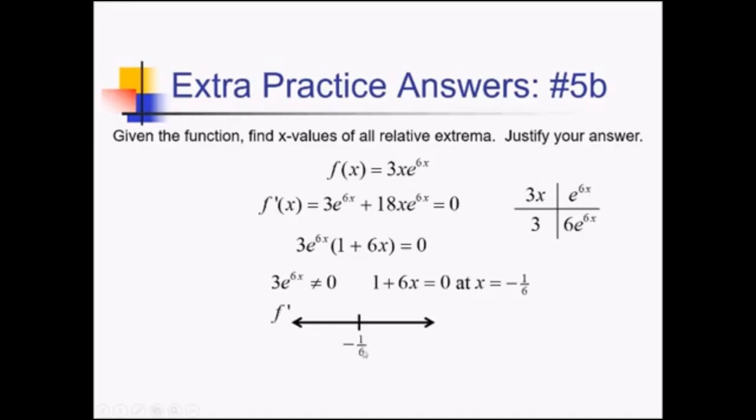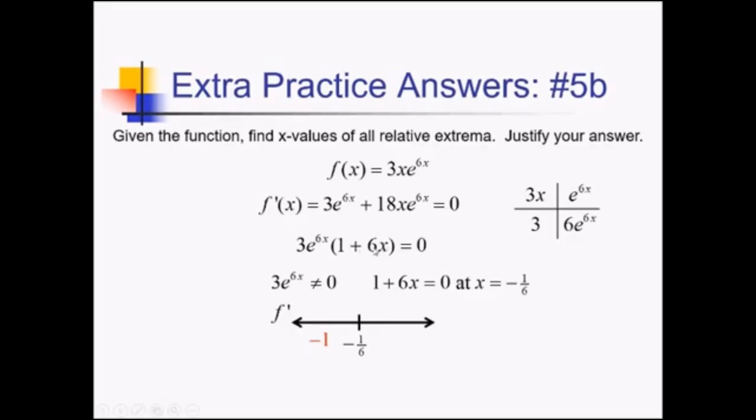We have -1 over 6, and we're going to test something on either side of this. So a number less than -1 over 6, well, let me test out -1. Plugging that into, I'm going to use this version of f prime. Now, when you're doing your sign analysis, this 3e to the 6x, since it's exponential, is always going to be positive unless there was a negative out in front of it. But by itself, it's always positive. So we don't even look at this first part. It's really just the 1 plus 6x that's determining the sign of this.